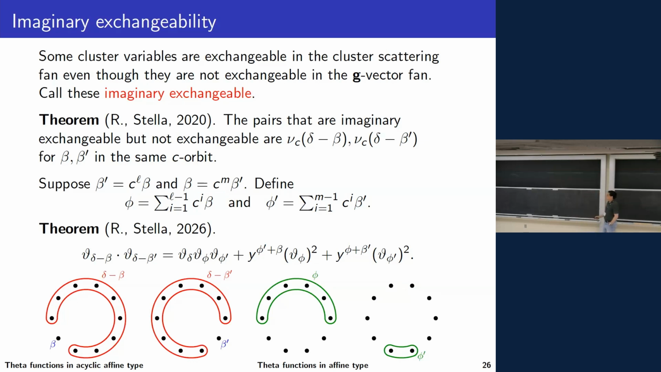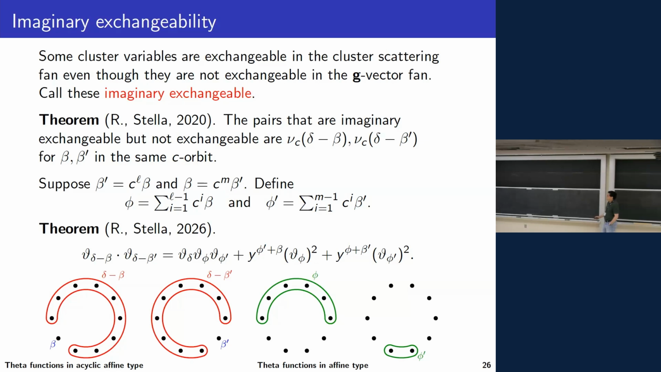Okay. So here's beta down here. Here's beta prime. They're circled in these two pictures as delta minus beta and delta minus beta prime. If I multiply those together, I'm going to get this product of things. Let me just tell you what the phis and phi primes are.